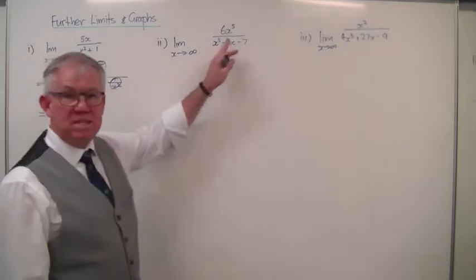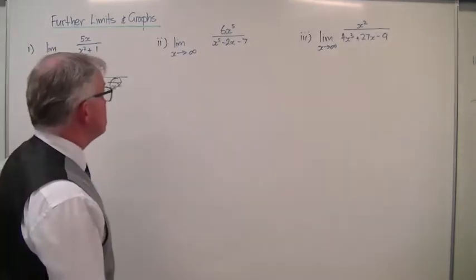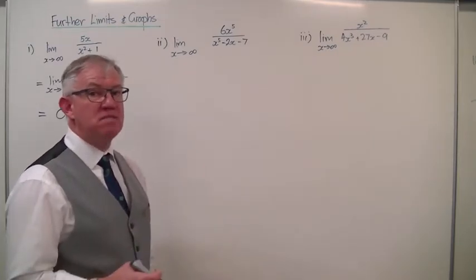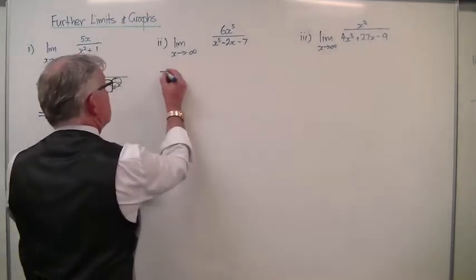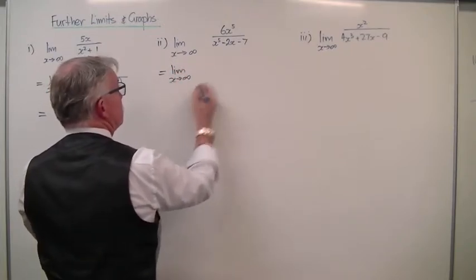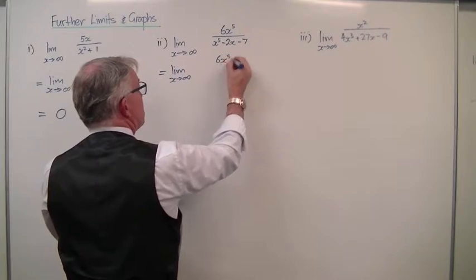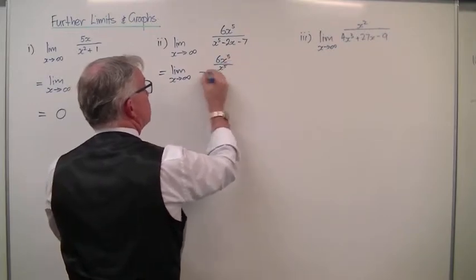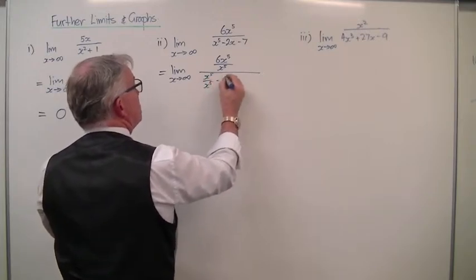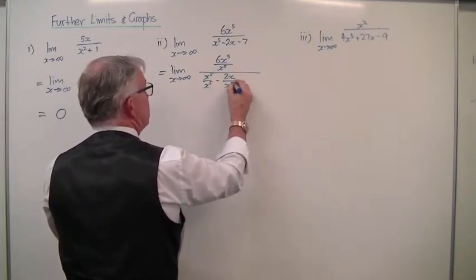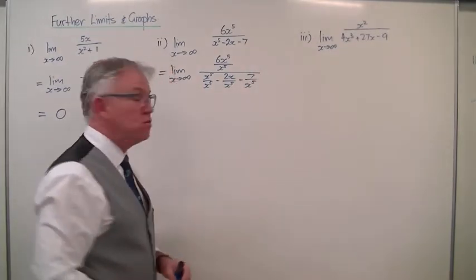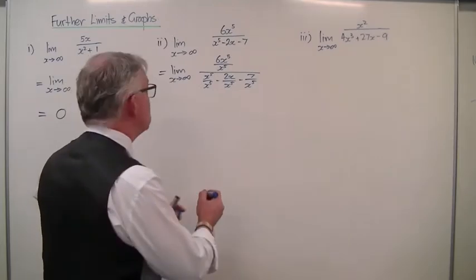Alright, we'll come across here and let's see what happens with this second expression. Same process, we divide through by the highest power of x. The limit as x approaches infinity, well, let's put 6x to the power 5 over x to the power 5, all over x to the power 5 over x to the power 5, minus 2x over x to the power 5, minus 7 over x to the power 5. Just dividing through by the highest power of x.